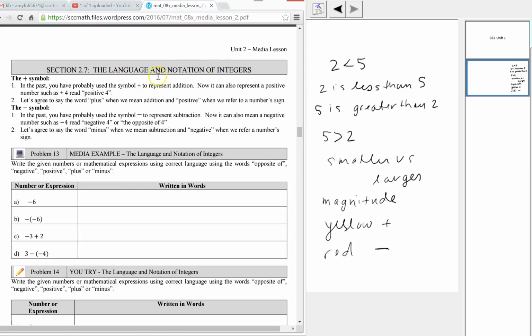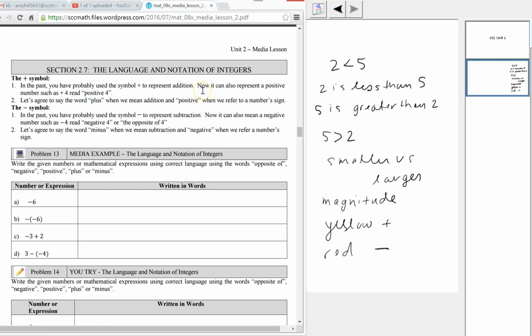Okay. Language and notation of integers. Okay, so you want to bring up that we use the positive symbol and the negative symbol in multiple ways. Before, we only use this as addition. Now we can also use this to read +4. So we want, and it's hard for us to use this language as well because we have a simultaneous understanding of what we mean in context, but we want to use the word plus when we mean addition and positive when we refer to a number sign.